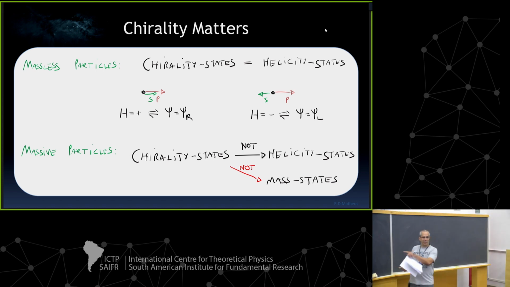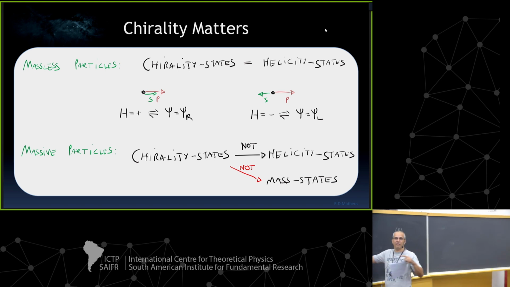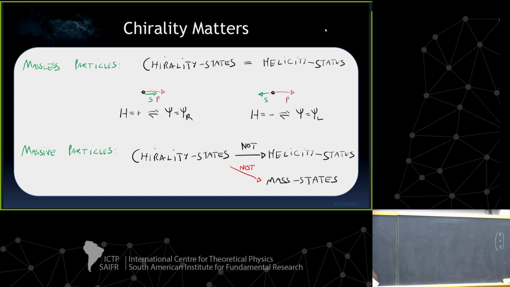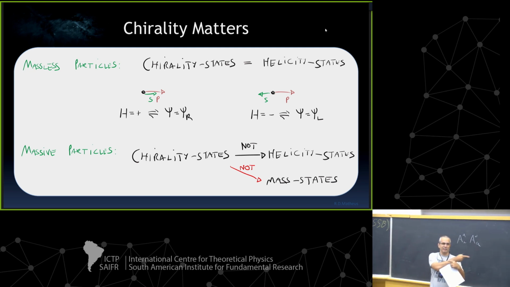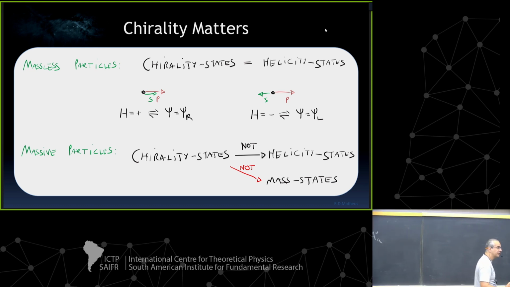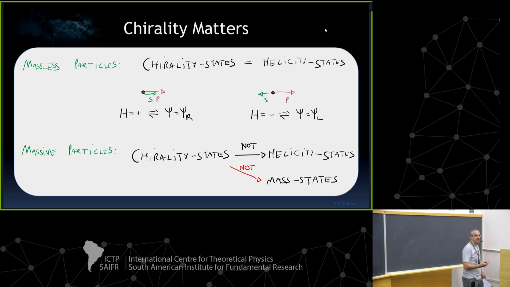So if the spin is pointing in the same direction of the momentum, it will be pointing in the same direction of the momentum in every reference frame. But if it has a mass, I can run faster than it. The spin will be in the same direction, but now I see it moving the other way. So when the particle is massive, then helicity is not a good quantum number anymore. It varies from one reference frame to another, right?